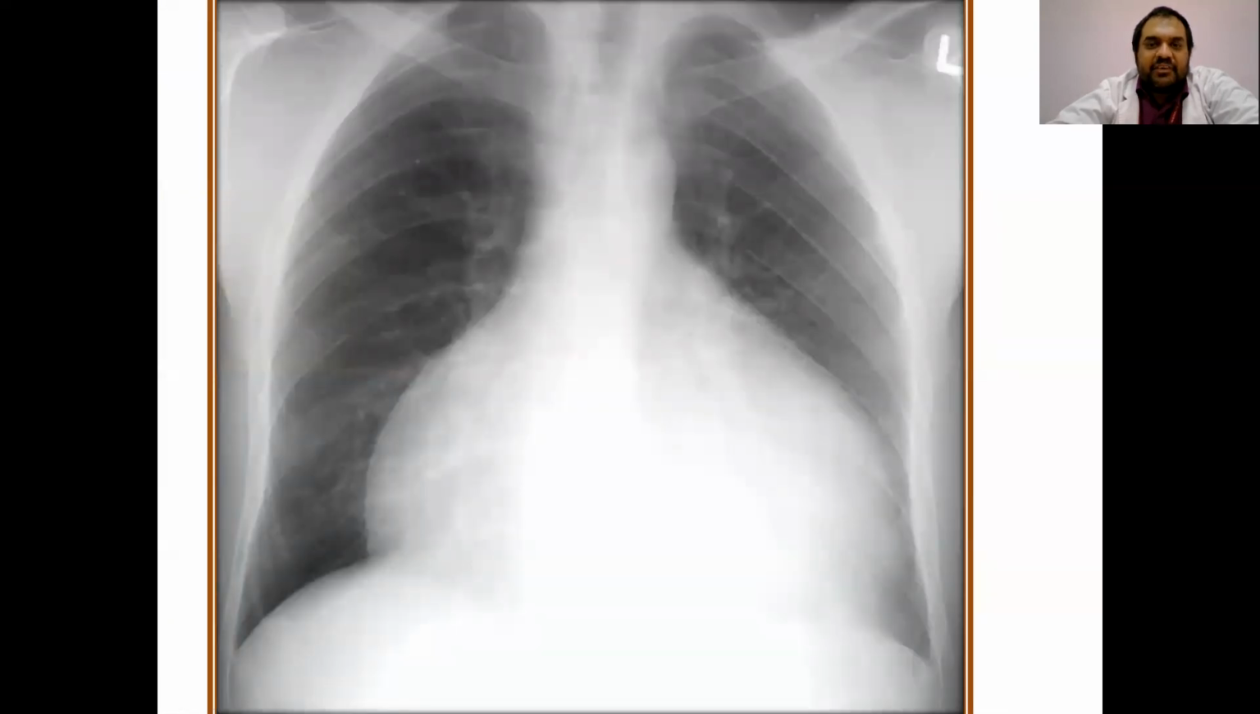This is another example of pericardial effusion, where there is a sign called the leather bottle or bag of water sign. The main feature of pericardial effusion on the chest radiograph is massive cardiomegaly with clear lung fields.